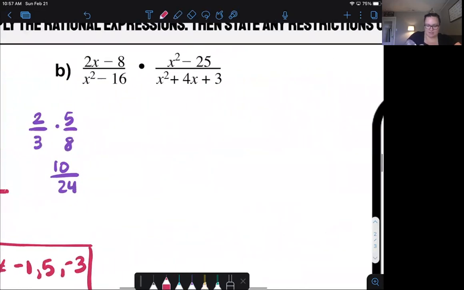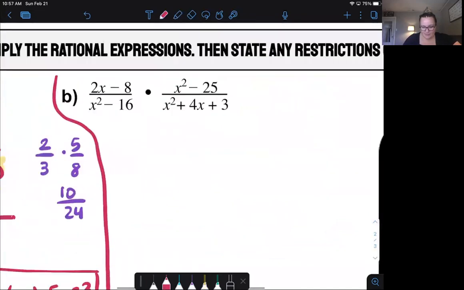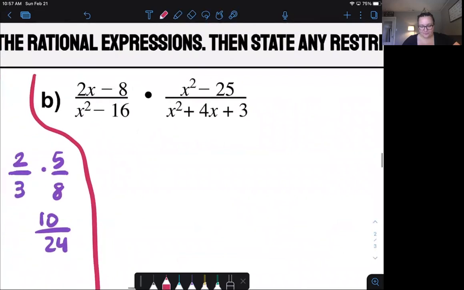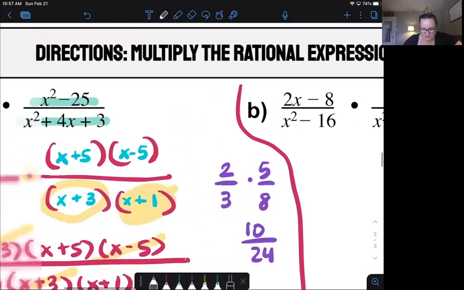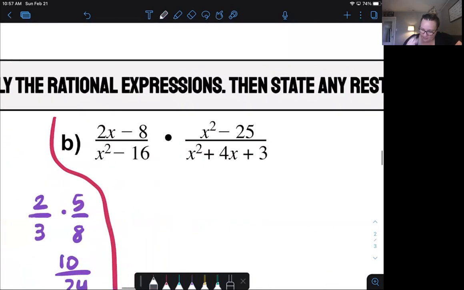All right. So why don't you go ahead and try part B on your own? So you're going to take 2x minus 8 over x squared minus 16 times x squared minus 25 over x squared plus 4x plus 3. And actually, I want you to change x squared minus 25, because apparently I just copied and pasted the second half of that problem.